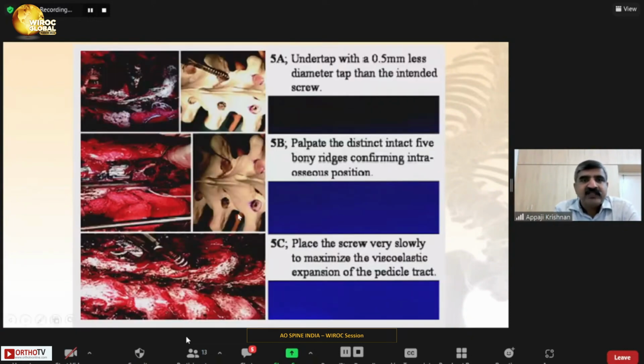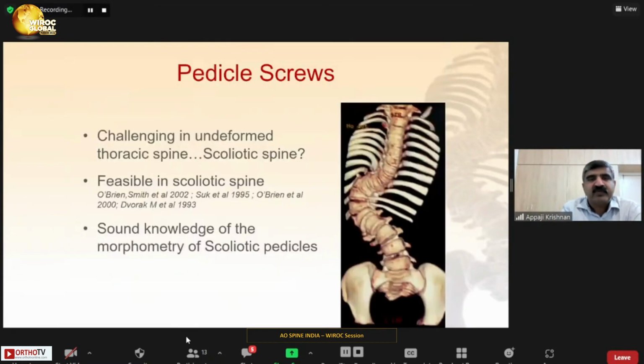So as I said, these are the few steps. So you see a pedicle blush, and then use the probe inside, tap. Usually I use a 4.5 to tap and then put a 5.5 or 6.5 screw.